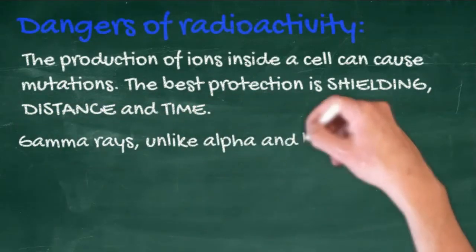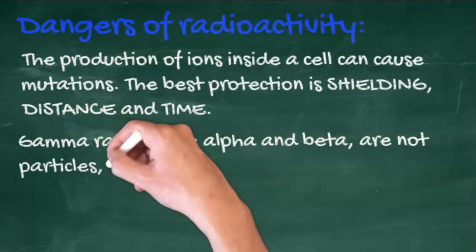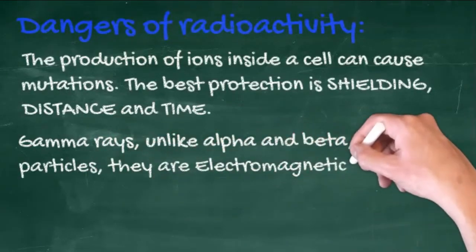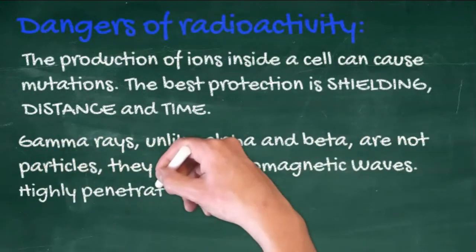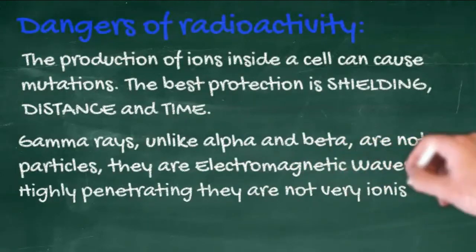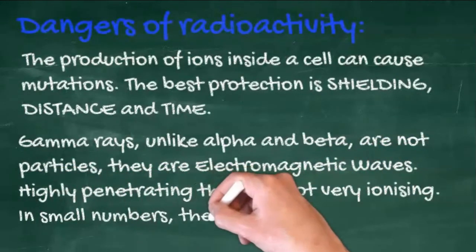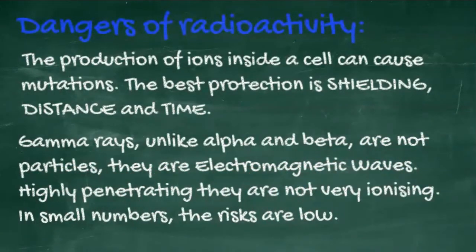Gamma rays, unlike alpha and beta, are not particles. They are electromagnetic waves. Highly penetrating, they are not very ionizing. In small numbers, their risks are low.